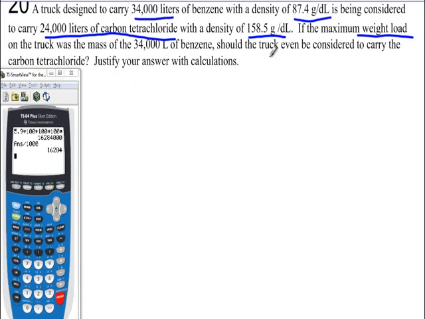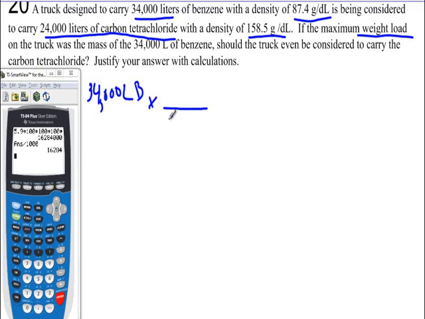So in order to do this, we're going to have to figure out, it says the maximum load is 34,000 liters of benzene, but this is not a weight, this is a volume. So we're going to have to use the volume and density of benzene to figure out what the mass is. Okay. So I'm going to start with 34,000 liters. I'm just going to call it a benzene.